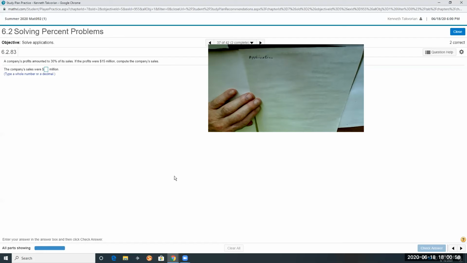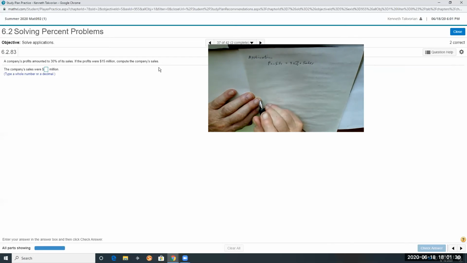Let's look at a few application problems. People have trouble reading this problem. A company's profits amounted to 30% of the sales. If the profits were 15 million, compute the company's sales. Well, reading the first sentence, it says the profits amounted to, which means equals, 30% of the sales times the sales.